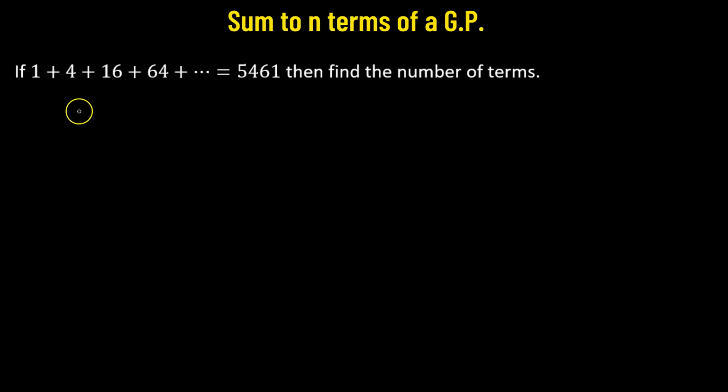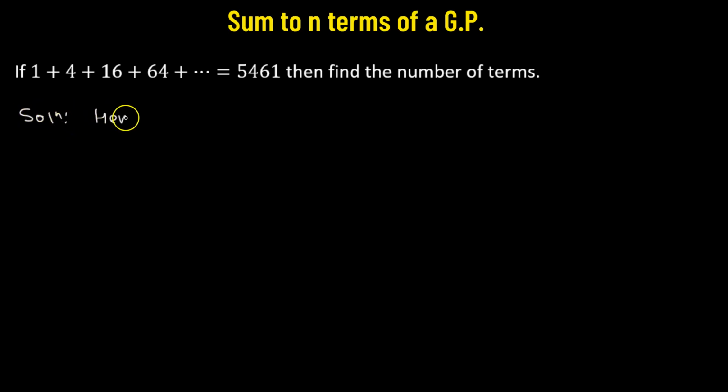In this problem, it is given that the sum of 1 with 4, 16, 64, and so on, adds up to 5,461. Then we need to obtain the total number of terms present here. So this is a geometric progression. We can easily verify it here.